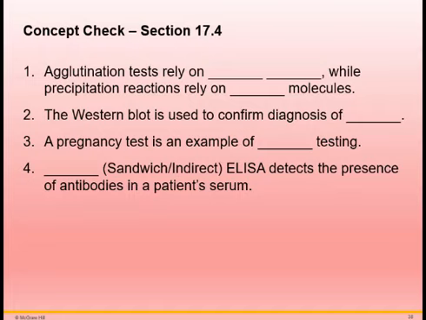Immunochromatographic or lateral flow tests. And blank is sandwich or indirect ELISA, detects the presence of antibodies in a patient's serum. Is that the direct or indirect? Sandwich or indirect ELISA? And so that would be the indirect ELISA. It's indirectly detecting that the patient has actually been in contact with the antigen or the agent.